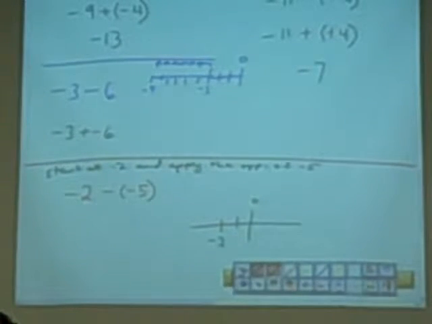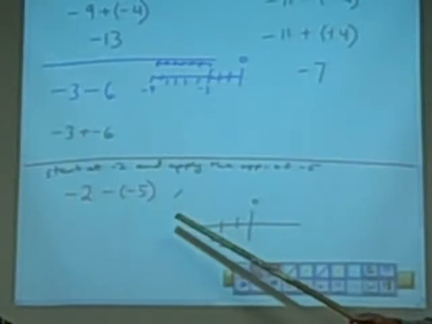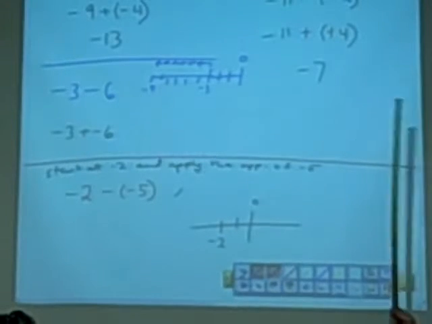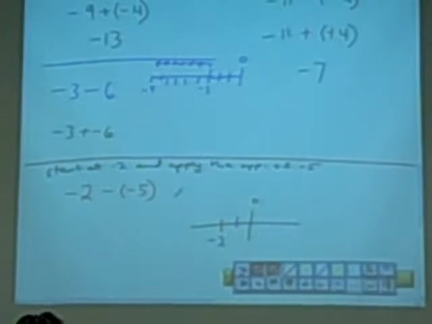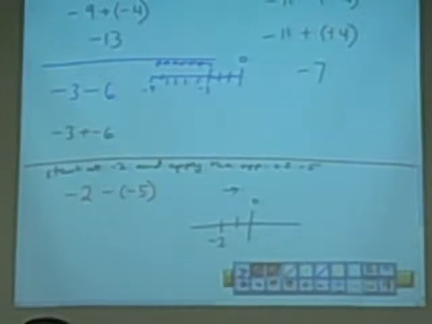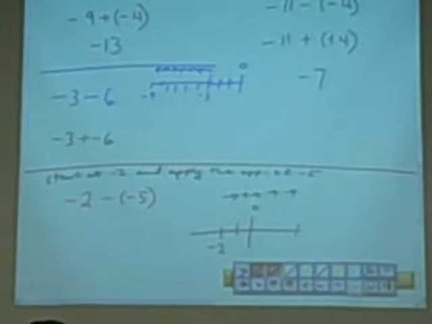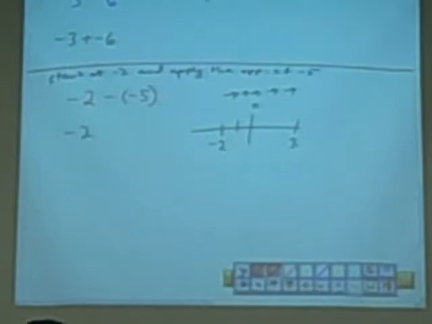Here's -2, and we're applying the opposite. Well, here's -5. We're saying apply the opposite of -5. So it times 5. So you're actually going to the right 5. So yeah, you're going to end up at +3. And so that's why -2 minus the -5 works.